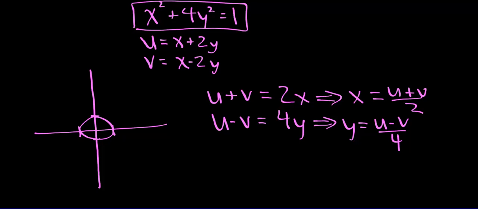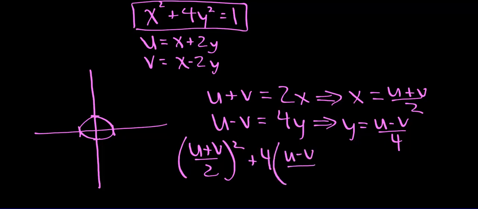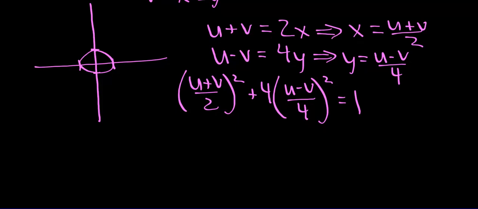Okay. Now, I'm going to go back to my original, x squared plus 4y squared equals 1. And let's see what we get. Here's x squared plus 4y squared equals 1. Now let me work this out, because what we're trying to do is see what this is going to transform to in the UV plane.